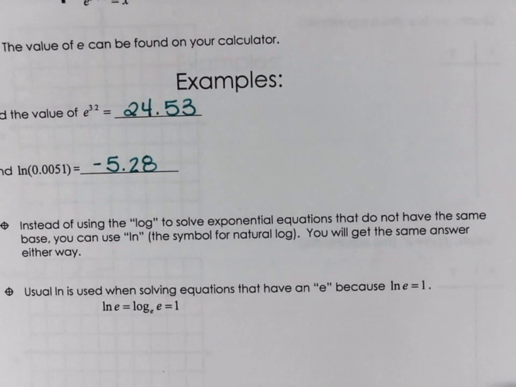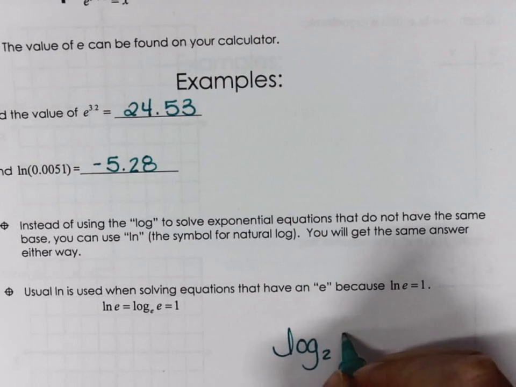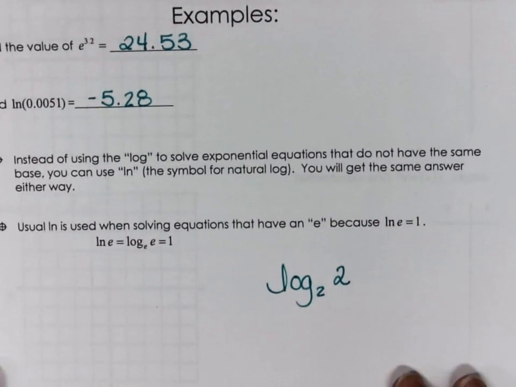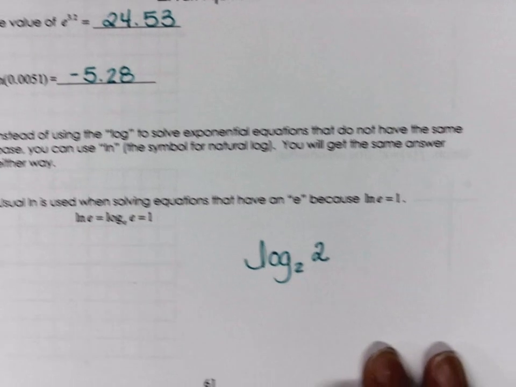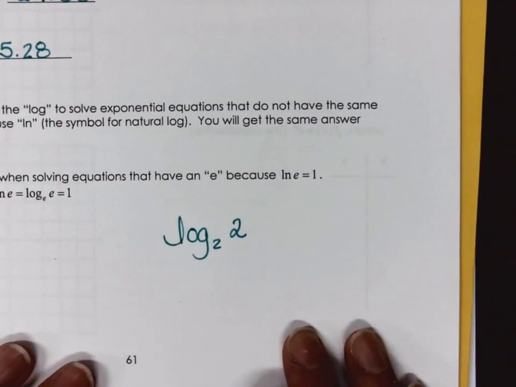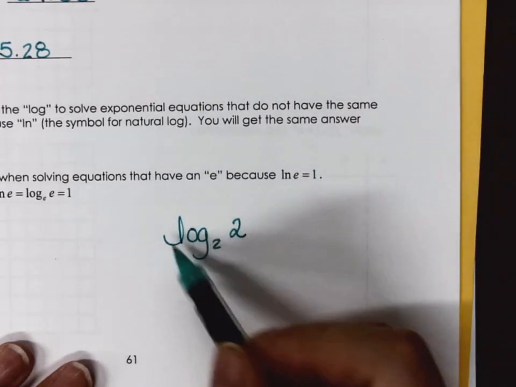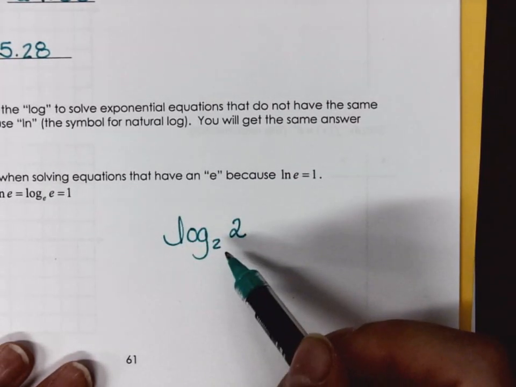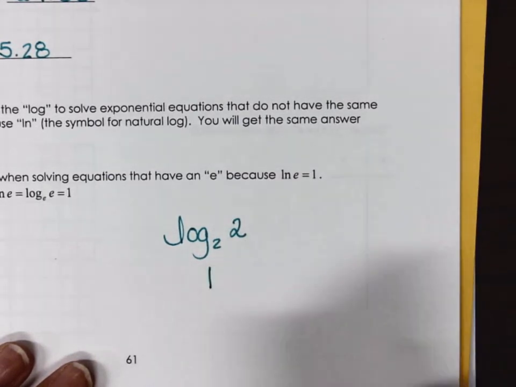Do you guys know that log base 2 of argument 2, what's the value of that? 1. Sorry, we're just trying to stay out of the sunlight for the people watching the video at home. So we know this has a value of 1. Anything that has the base and the argument exactly the same has a value of 1.